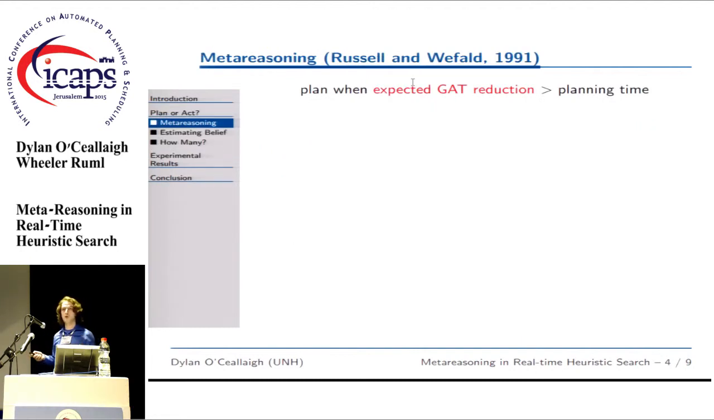Now, to make this decision, we follow a simple principle in meta-reasoning. We want to plan when it appears worthwhile. So we want to plan only when the expected goal achievement reduction outweighs planning time.